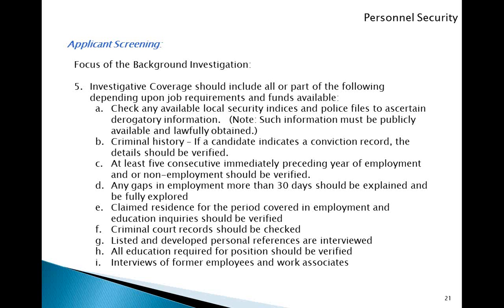At least 5 consecutive immediately preceding years of employment and non-employment should be verified. If they were unemployed, you want to double check, make sure they're unemployed. Any gaps in employment more than 30 days should be explained. Okay. You want to check their claimed residencies for that same period and make sure that they were living at that house when they were working at that other job, things of this nature. Criminal court records should be checked. List and develop personal references should be interviewed.